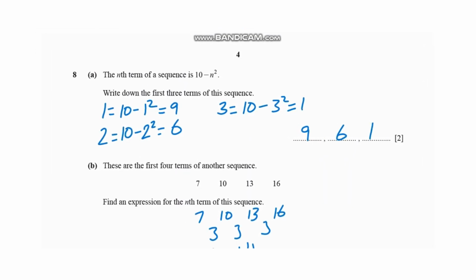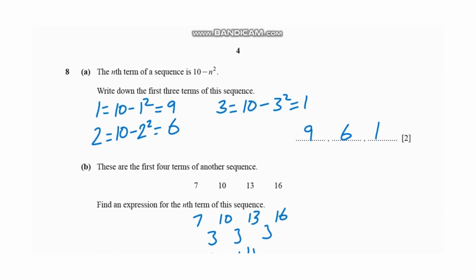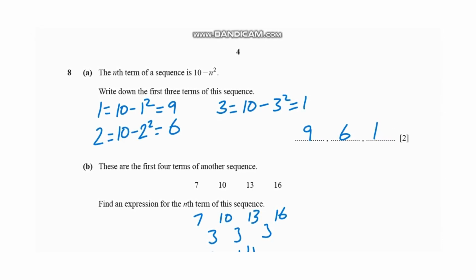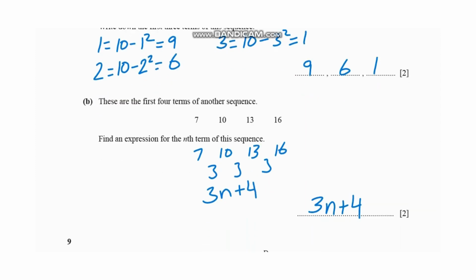Question 8 part A states, the nth term of the sequence is 10 minus n squared. Write down the first 3 terms of the sequence. So for the first term, n is 1. So 1 squared, and 10 minus 1 will be 9. Then for the second we will do 2 squared, 10 minus 4, that will be 6. And for the third it will be 10 minus 3 squared, that will be 1. So 9, 6, 1.